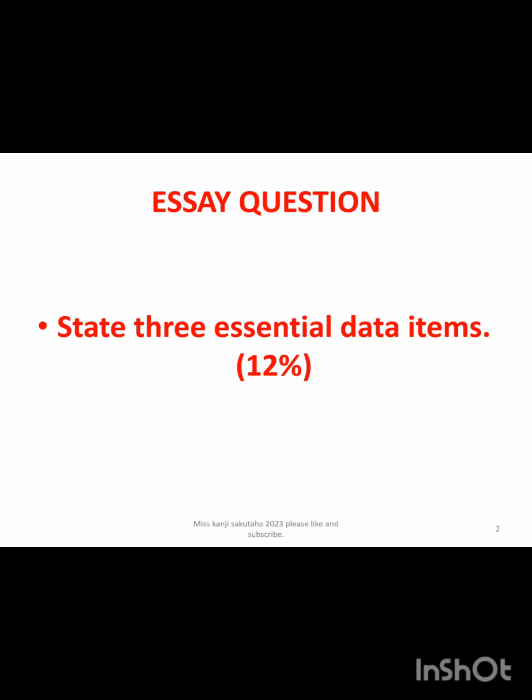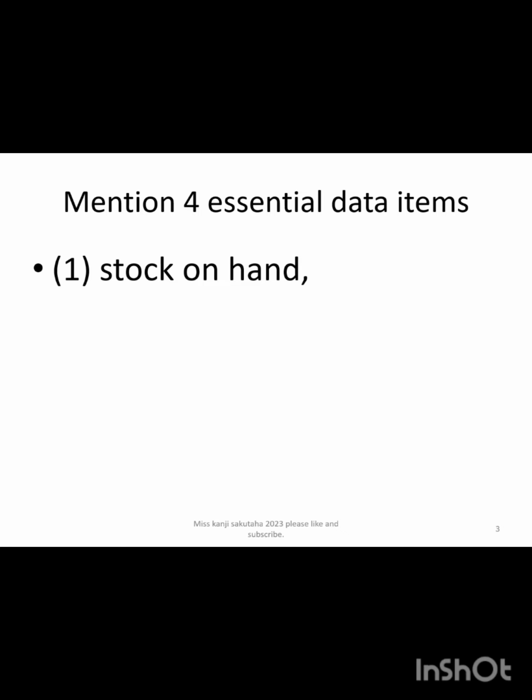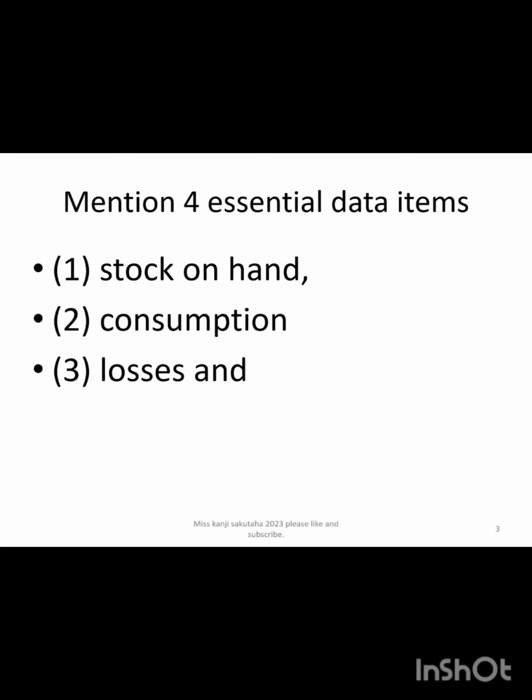They can ask you to state, to outline, or to mention, so you should be able to know those. If they ask you to mention 4 essential data items, I've seen this question before. Sometimes they'll say mention 3, sometimes 4. The first one is stock on hand, then consumption data, losses and adjustments. That is if they say 3 essential data items. But if they say 4, you just have to break losses and adjustments into losses on one part and adjustments on the other part.